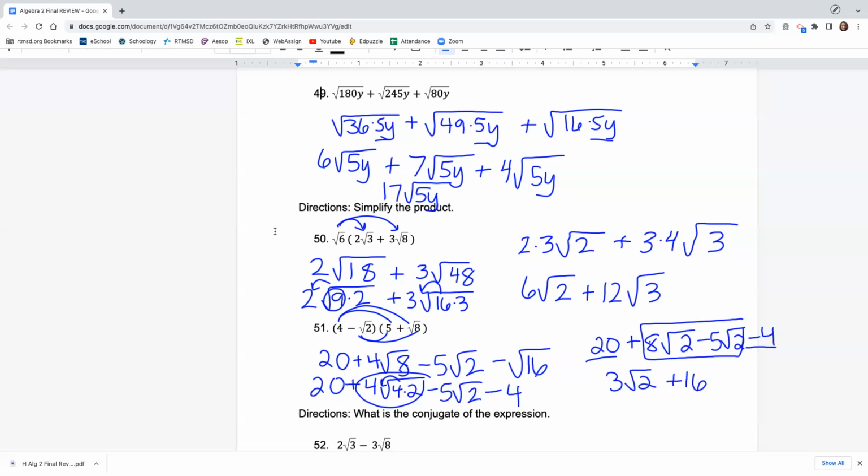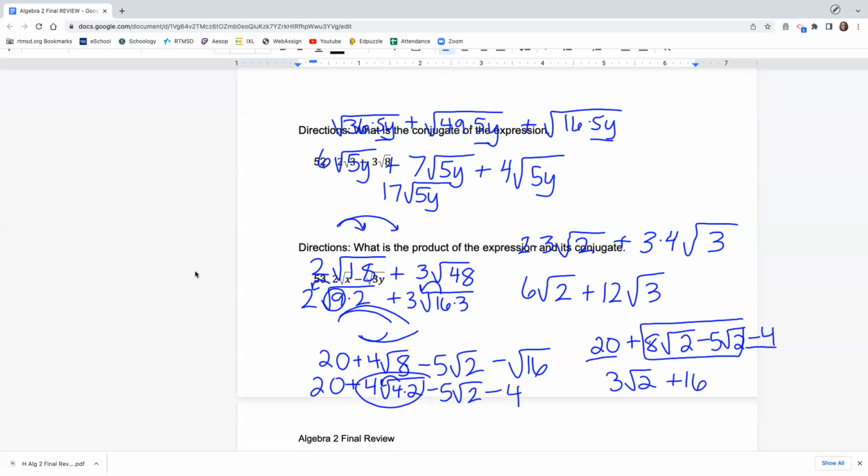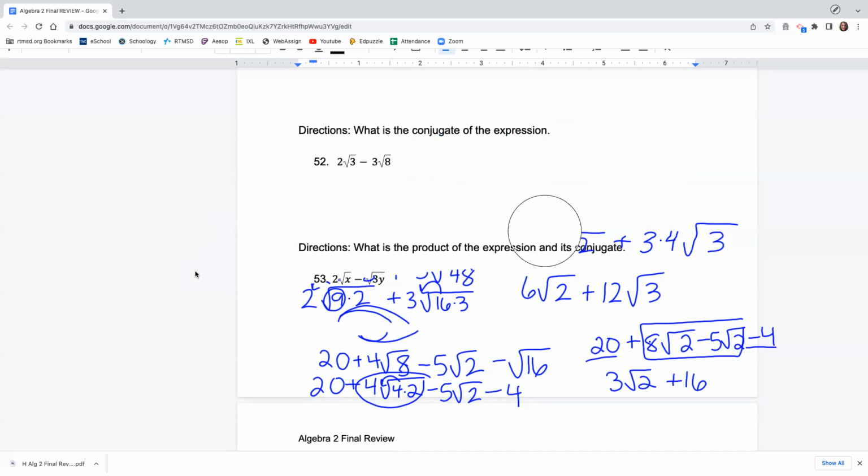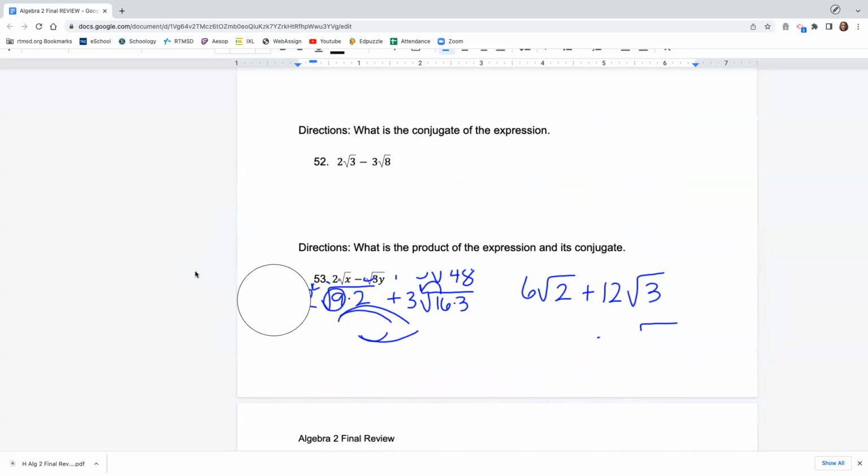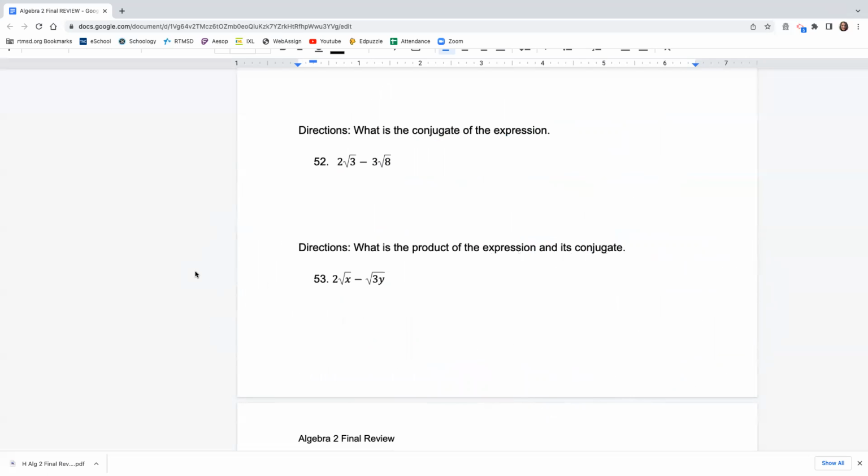All right, for 52, it's just asking us what is the conjugate of the expression. Remember, conjugates are kind of like opposite expressions. The only thing that changes is the sign holding the two terms together. If it was a minus sign, it turns into a positive. If it was positive, it turns into minus. So 2 square root of 3 plus 3 square root of 8 would be the answer for number 52.